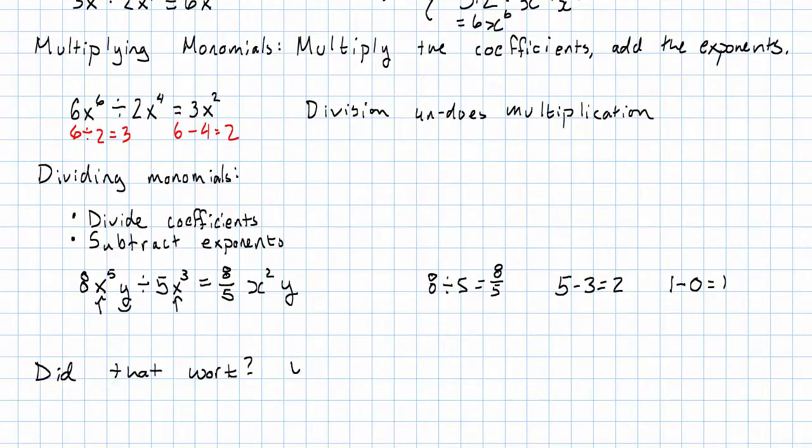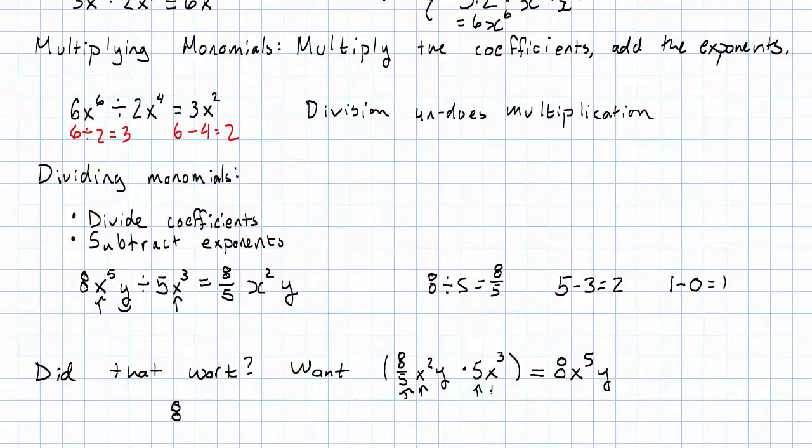If that worked, when we do this multiplication, we hope we will get our 8x to the fifth y back. Let's see. We multiply the coefficients. 8/5 times 5 is 8. X squared times x to the third is x to the fifth. Y is the only y. So we did in fact get our 8x to the fifth y back.